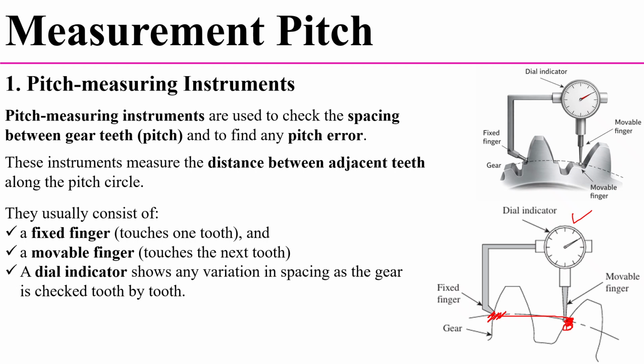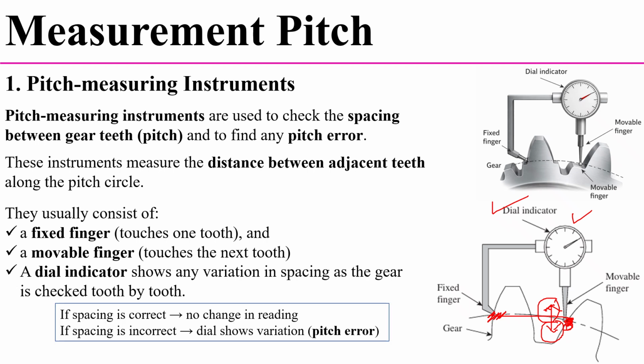If the pitch is not correct, then the movable finger will move. It will touch either above or below the pitch circle. This difference we find out by using the dial indicator. So this is the procedure of measuring the pitch by the pitch measuring instrument. If the spacing is correct, there is no change in the reading of the dial indicator. If the spacing is incorrect, then the dial indicator shows the variation, that is the pitch error.